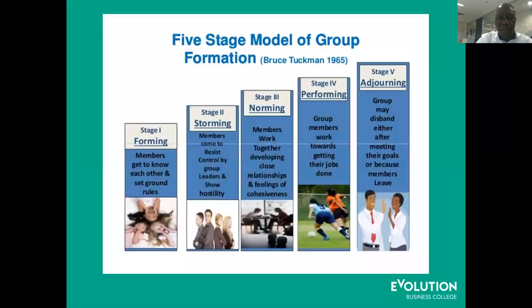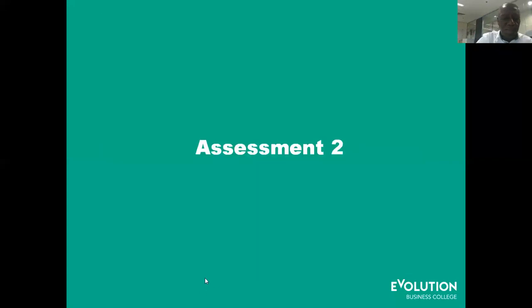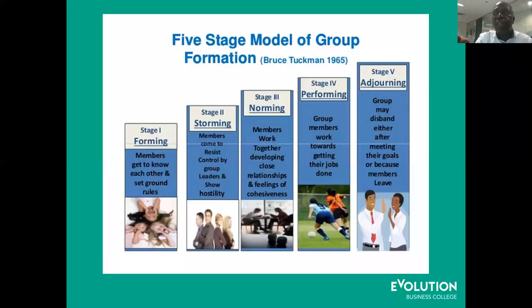Assessment 2. So let's go to assessment 2. As we discussed in assessment 2, you're going to read the case study. In this case study, obviously, one of the questions they're asking is to explain the group team development. What are the processes that teams go through in developing and growing? Bruce Tuckman gave us a 5-stage model of group formation. This is a must when you answer any question regarding group formation or stages of group development. This is what they're asking for.